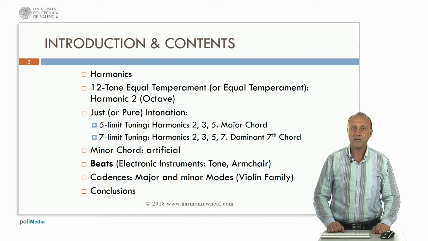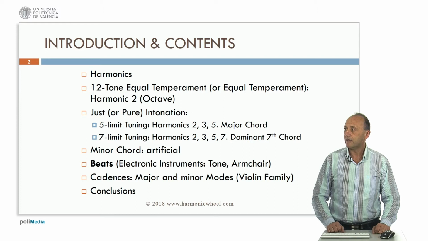As I explained in other presentations, every sound is composed of harmonics. The equal temperament perfectly matches the harmonic 2, which is the octave, but not the other harmonics. Just or pure intonation perfectly matches several harmonics, numbers 2, 3, 5, and sometimes 7. With these harmonics, we can obtain the major chord and the dominant seventh chord. On the contrary, a minor chord must be built in an artificial way.